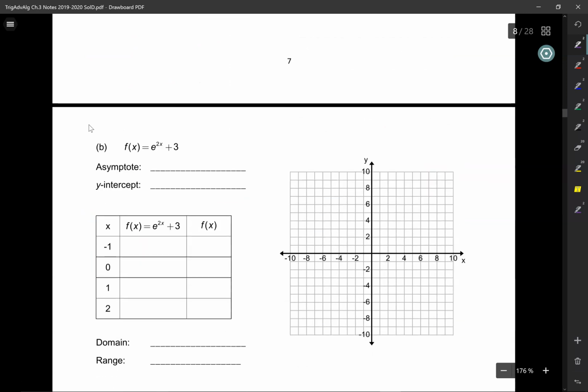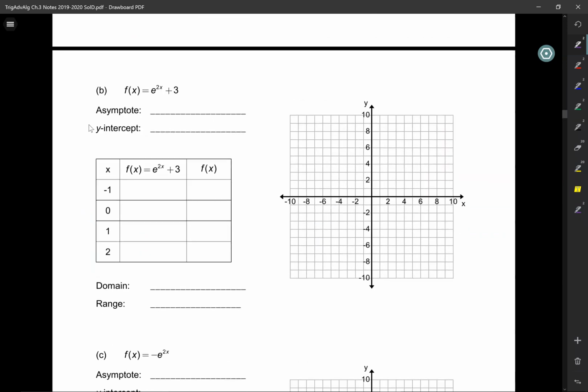All right, let's do another one. So here I have e to the 2x plus 3, right? And now look at this one. The plus 3 moves everything up 3 units. So the asymptote is now y equals 3. The y-intercept is e to the 0 plus 3, and that's 4.